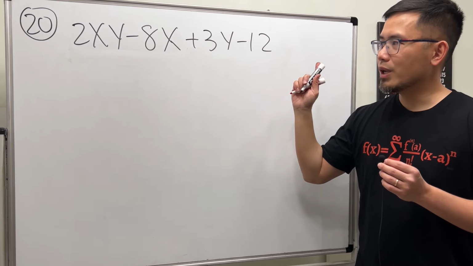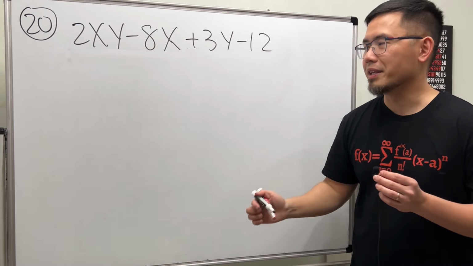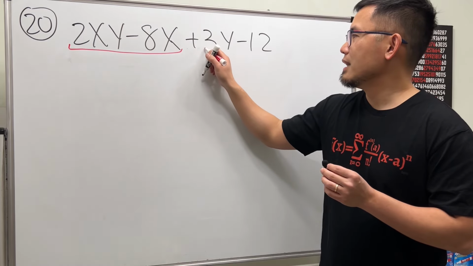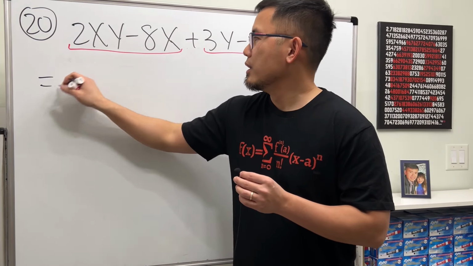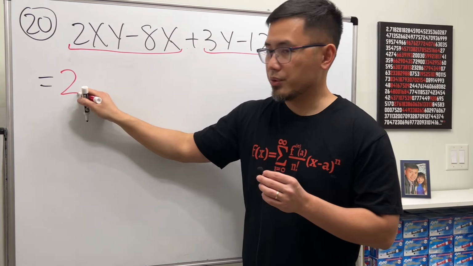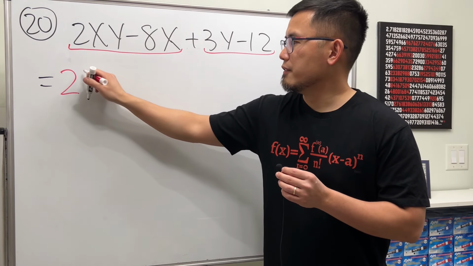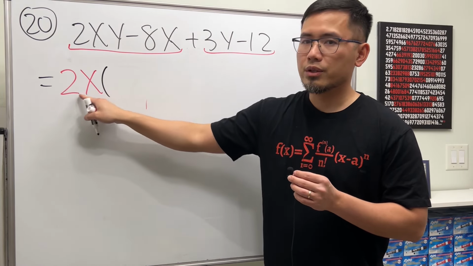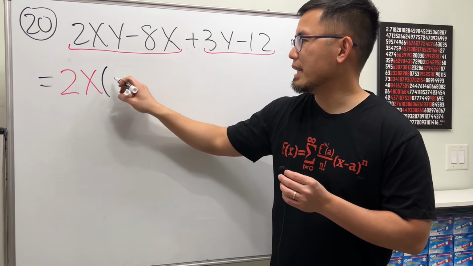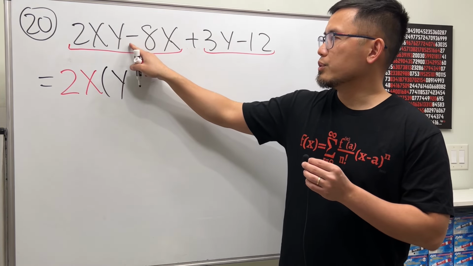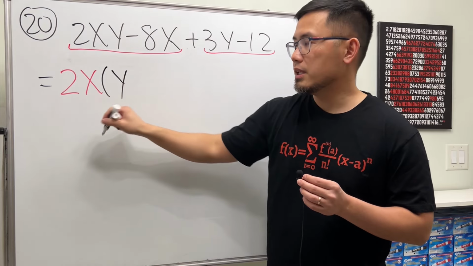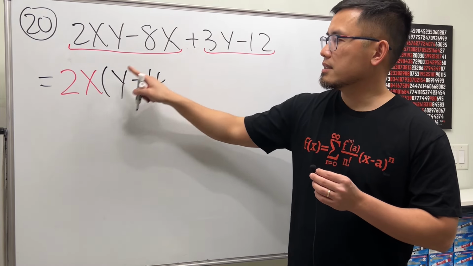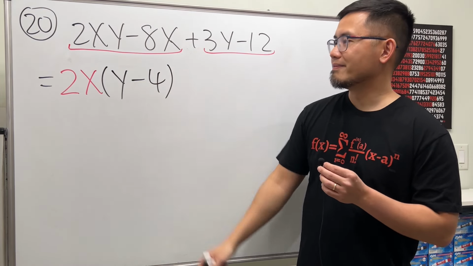Number 20, we have 4 terms, so let's do it by grouping. First 2 terms, last 2 terms. Here, 2 and 8, we can factor out 2. And then x and x, we can factor that out. And then you see that 2xy, we took out the 2x, so we just have the y left. And then negative 8 divided by 2 is negative 4. The x and x is out. So that's what you have.